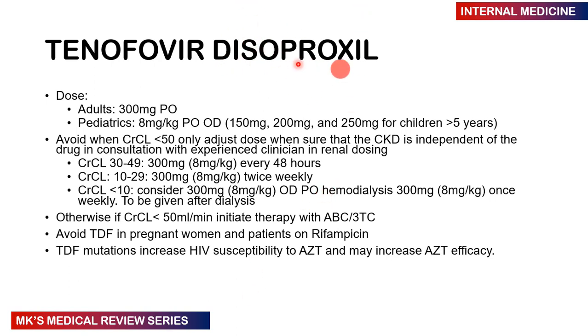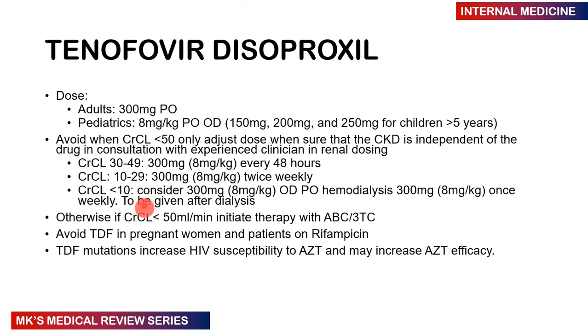Now we'll start with tenofovir disoproxil, which is abbreviated as TDF. So in adults, you can give it at 300 milligrams orally once a day. In pediatric patients, 8 milligrams per kg orally once a day. So you can either give 150 milligrams, 200 milligrams, 250 milligrams in children greater than 5 years.